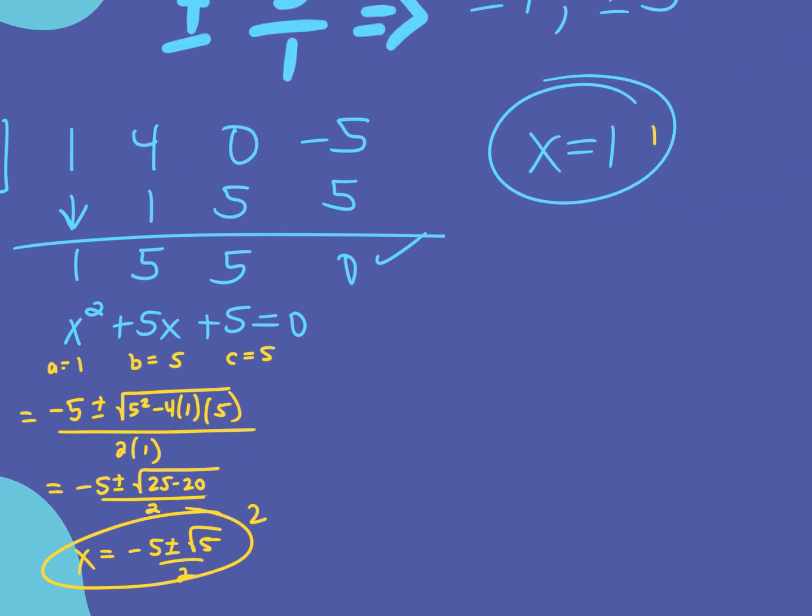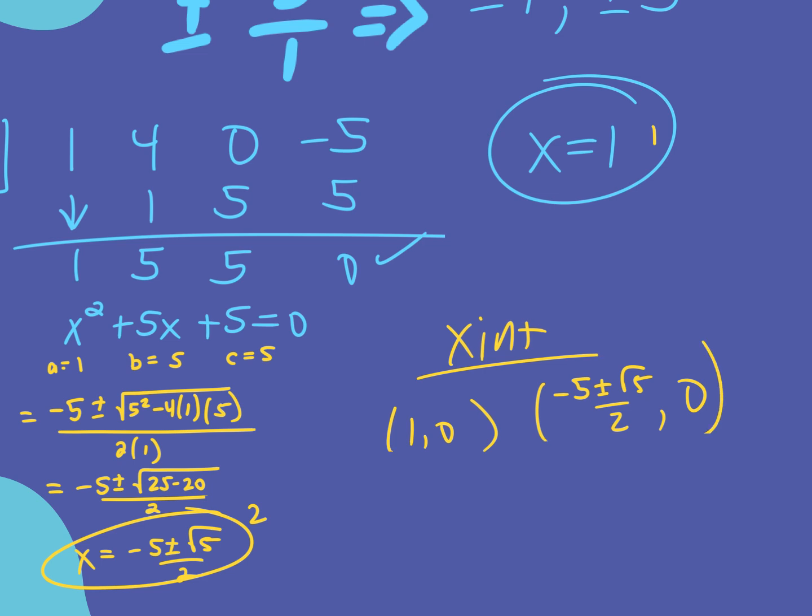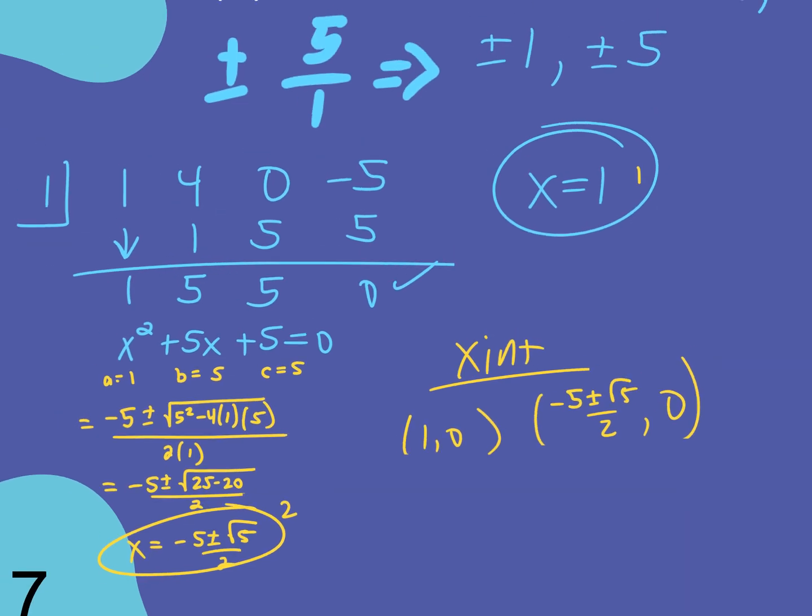If we were asked to find the x-intercepts, we would say 1, 0. And what would the other one be? -5 plus or minus the square root of 5 over 2, comma what? 0. If they ask you on WebAssign for intercepts, there is no plus or minus. So you'd have to write -5 plus root 5 over 2, comma 0. -5 minus root 5 over 2, comma 0. How do we feel?